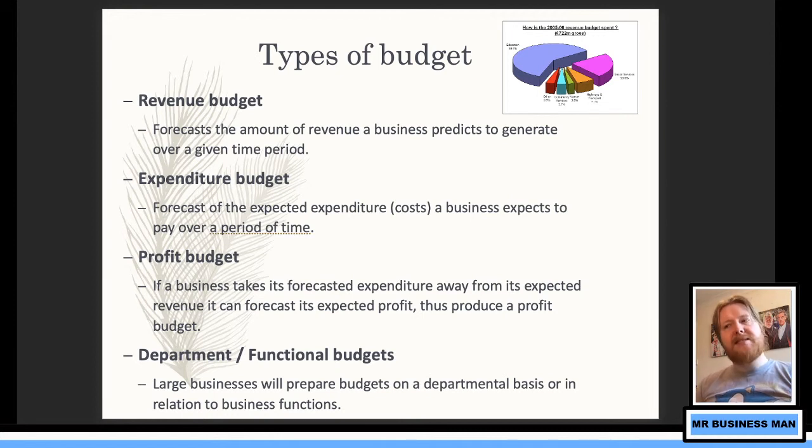Profit budget. If a business takes its forecasted expenditure away from its expected revenue, it can forecast its expected profit, and thus produce a profit budget. And then we have functional or department budgets. Large businesses will prepare budgets on a departmental basis or in relation to business functions, so marketing, accounts, whatever it is, we give them a certain amount of money to do.